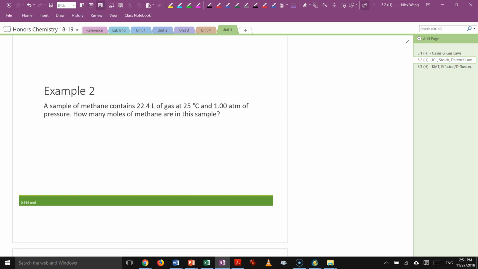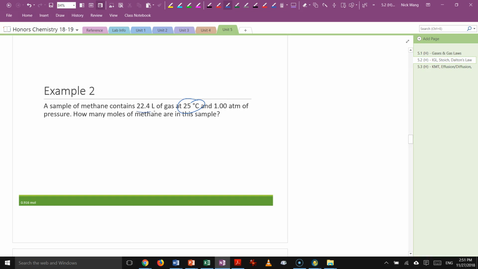Example 2, a sample of methane contains 22.4 liters of gas at 25 degrees Celsius and 1 atmosphere pressure. How many moles of methane are in this sample? Well, okay, looking at this, notice that, again, your conditions are at STP, right? Not quite. Remember, this 25 degrees Celsius isn't exactly at STP. Remember, it has to be 0 degrees Celsius. So you can't really just use 25 degrees Celsius and assume 22.4.